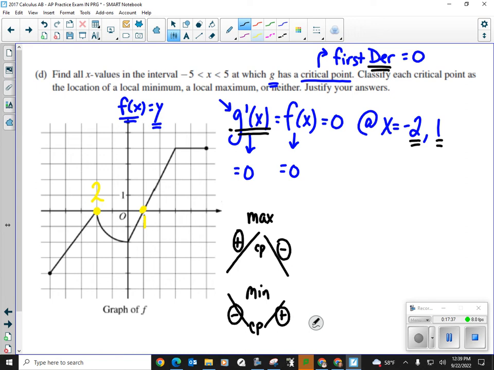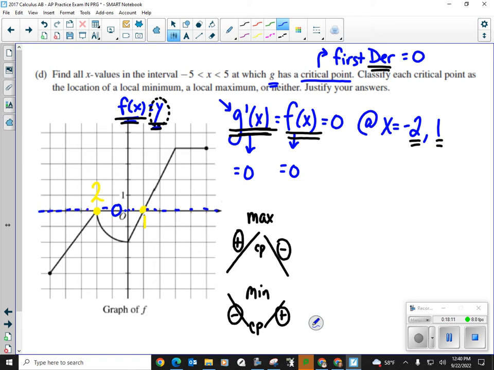So if I'm looking to see if g prime changes signs, I'm looking to see if f of x changes signs. Let's look at our graph. F of x is y. So I'm ultimately going to look to see if y changes signs around those critical points. Oh, I love to get the green and the red whenever we're doing positives and negatives. We had stated earlier that y is 0 right here.